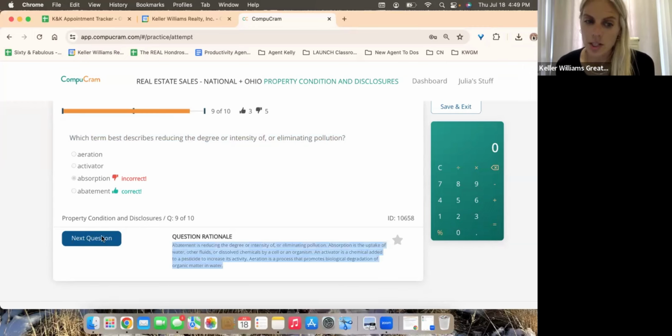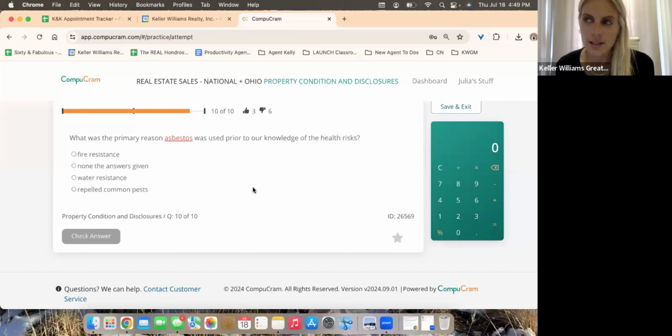So property condition and disclosures. I think this is under your practice and principles portion of your coursework, but yeah, these are out there. Okay, this is actually one that may be on the test.